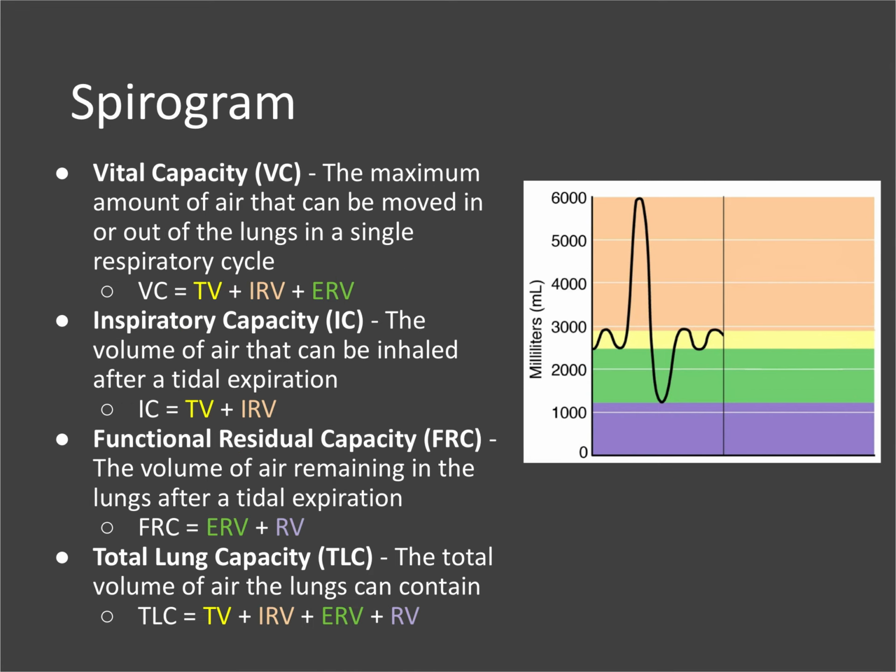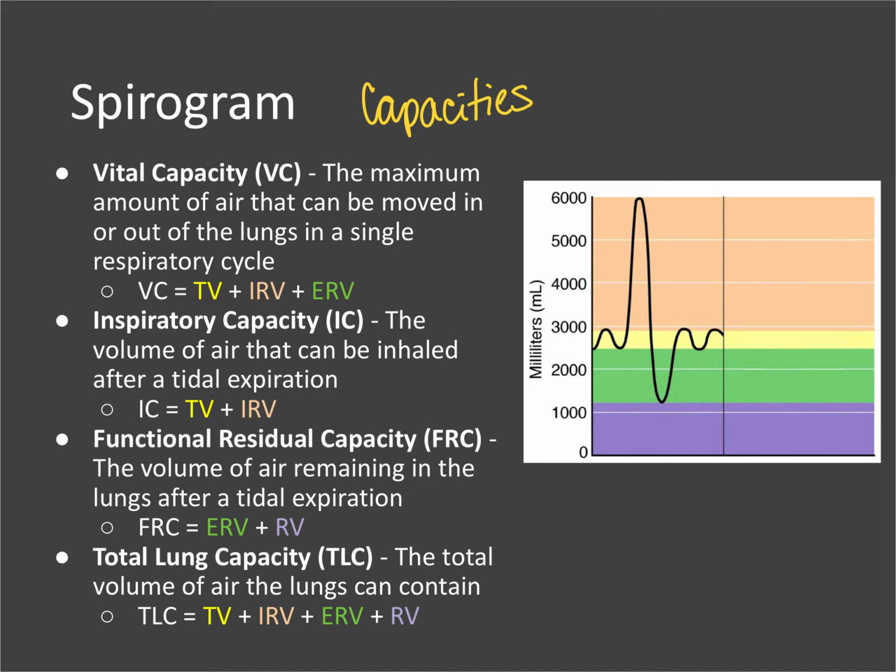On the previous slide, we were talking about volumes, so the amount of air in different aspects of the lung. On this slide, we're going to talk about capacities. And you'll notice that each one of these capacities can be calculated by adding up two or more volumes together. So first, let's take a look at the vital capacity.